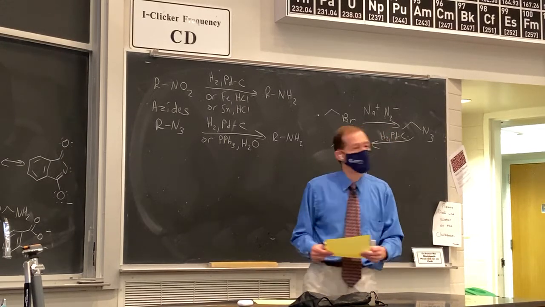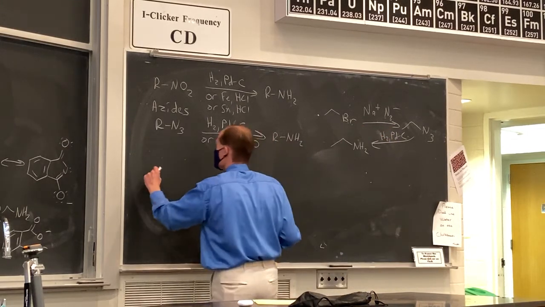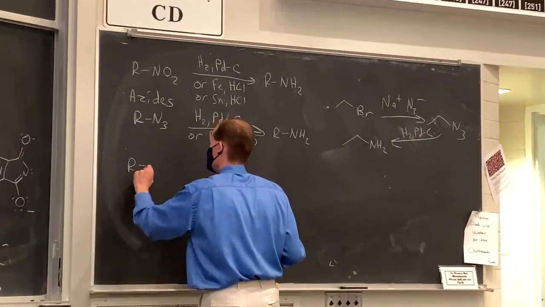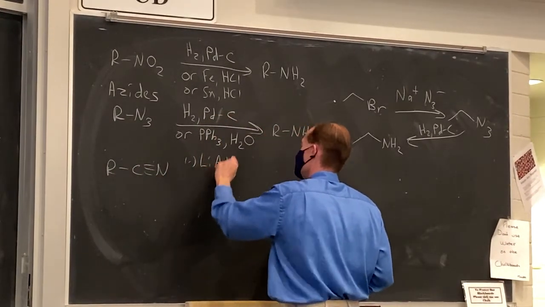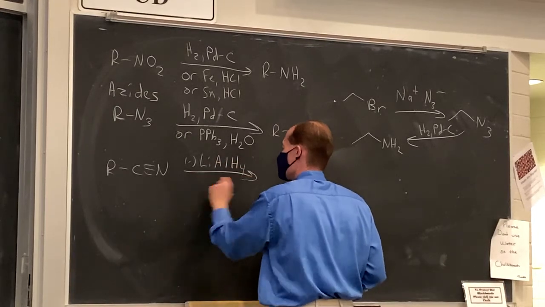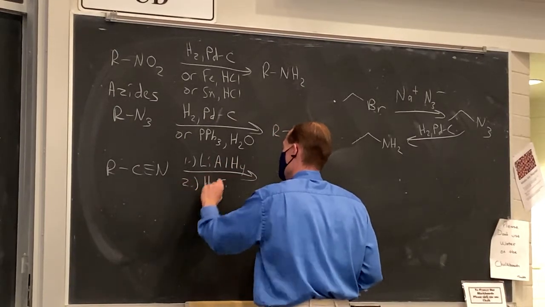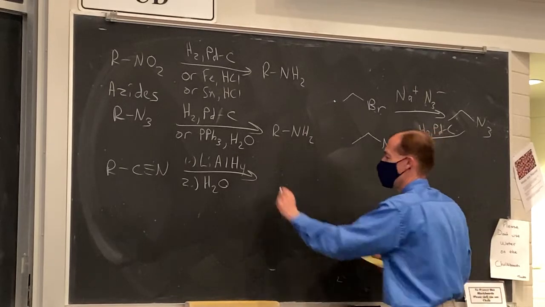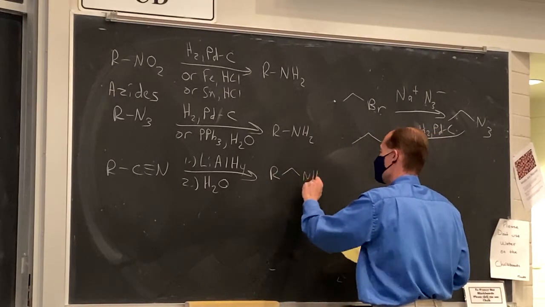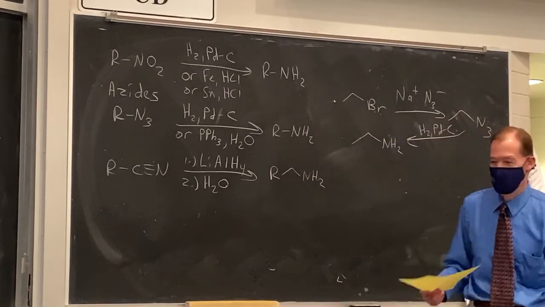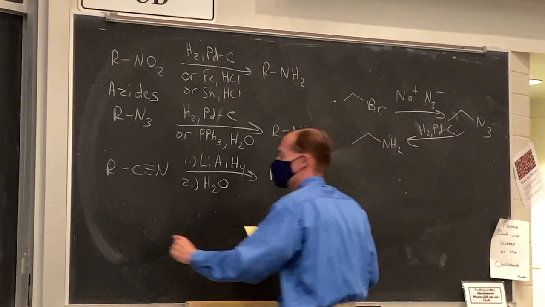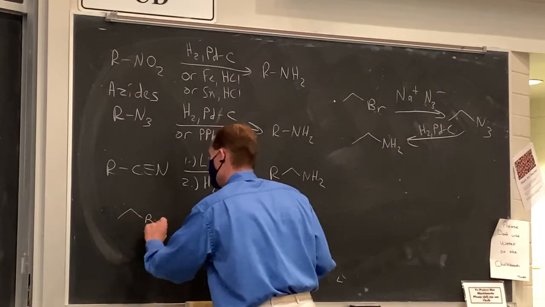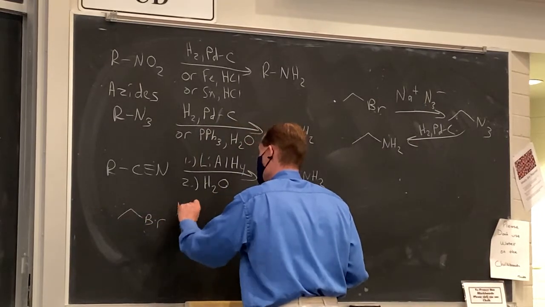Another functional group that we can reduce is the nitrile. We learned that lithium aluminum hydride reduces nitriles to generate amines, and then we add water. Okay, this also gives us primary amines. So we can make nitriles using SN2 chemistry, using something like sodium cyanide.